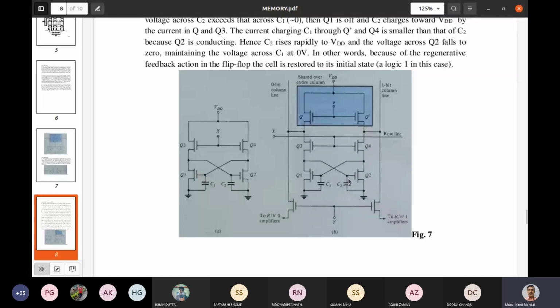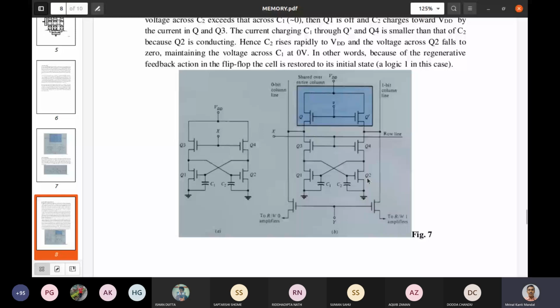Now consider that the output of Q2 is connected to the input of Q1, and the output of Q1 is connected to the input of Q2. That means it is a crisscross connection. This crisscross connection indicates that it has two stable states. Either Q1 is on or Q2 is on, like your previous case. So, for example, we consider Q2 is on.